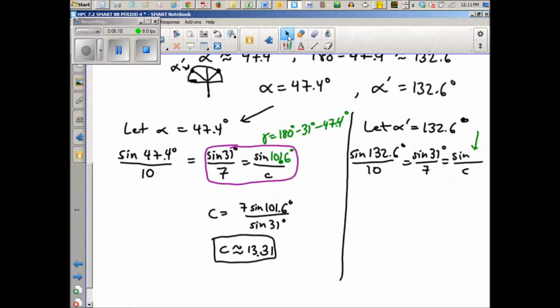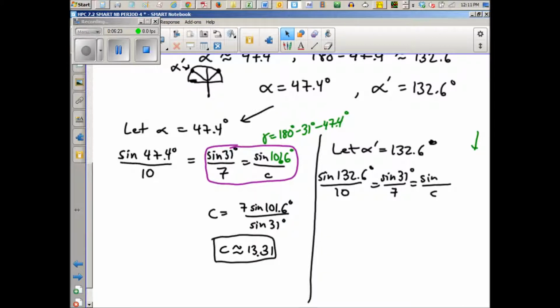Okay, so kind of ran out of room to show that. Maybe I can move this stuff down. Give myself a little more room. Okay.